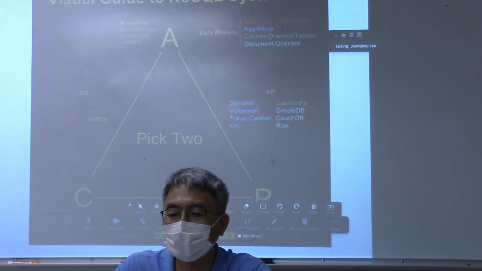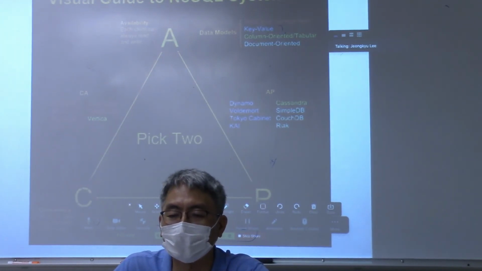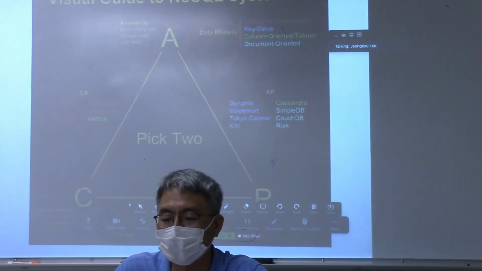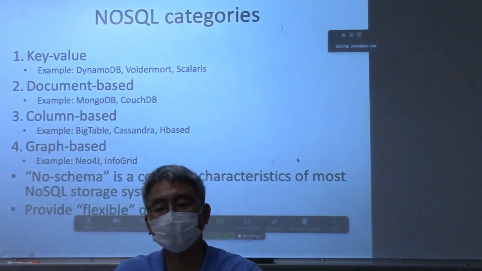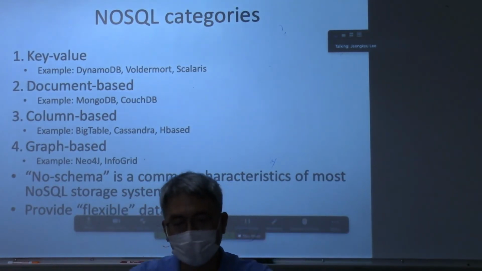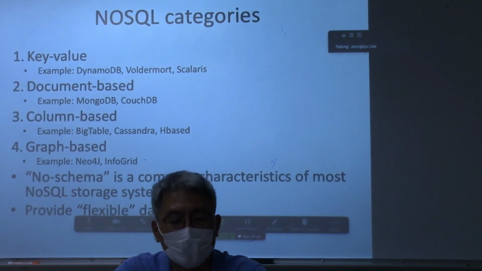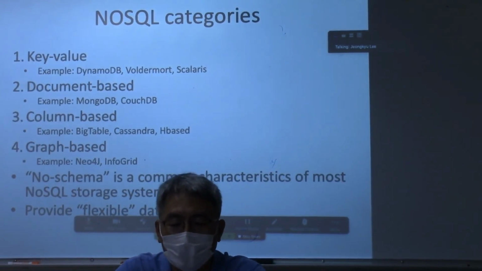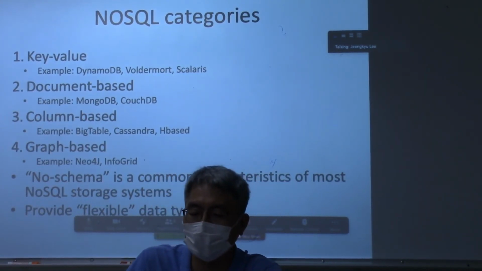There are different types of NoSQL databases. This is in terms of data model, which we will see in examples. Nowadays they are actually multi-model, but we can basically categorize NoSQL databases into four types. The first one is key-value, the second is document-based, the third one is column-based, and the fourth one is graph-based database. We will see them one by one in more detail.